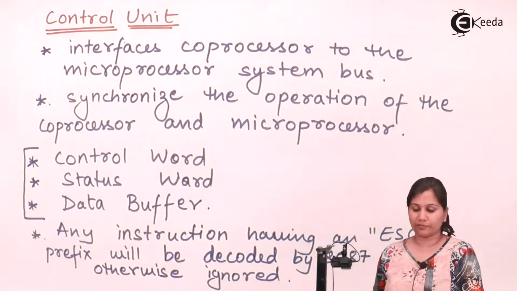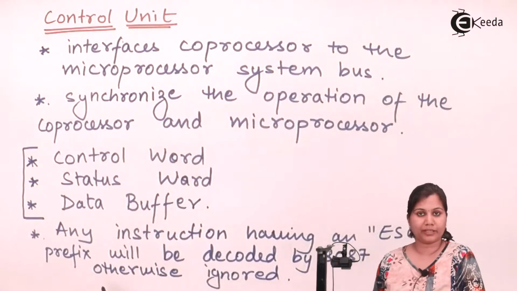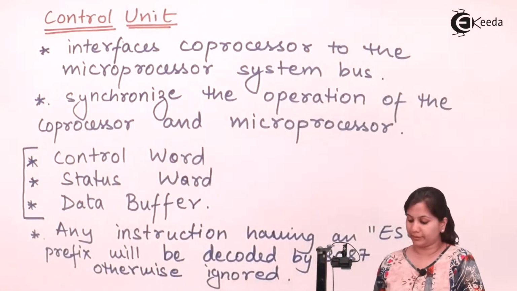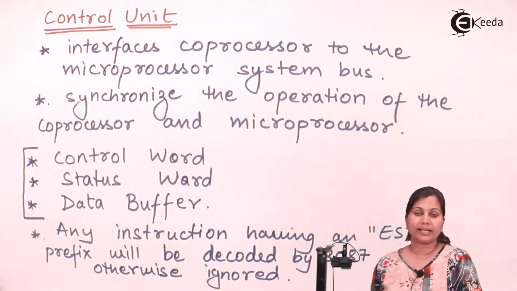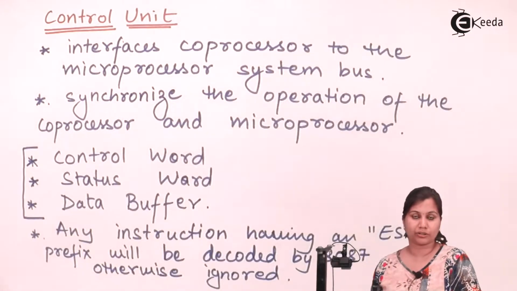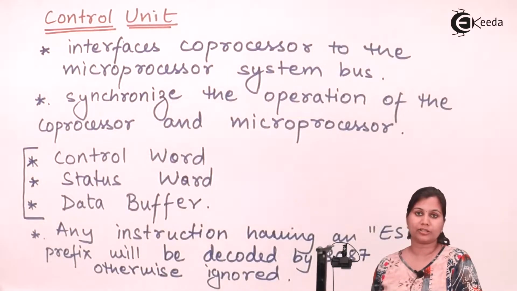So any instruction which has an escape prefix will be decoded by the 8087, otherwise it will be ignored. And just like the 8086, all the instructions form an instruction queue, and from that queue the instructions are fetched one by one and decoded.